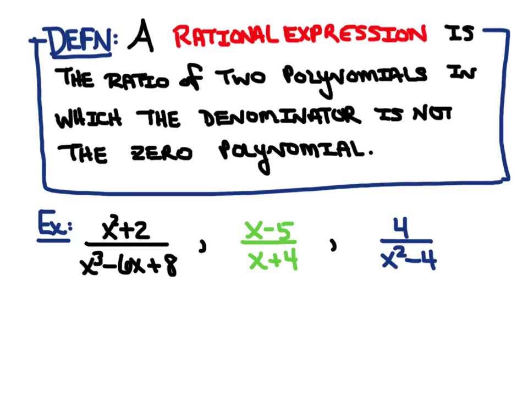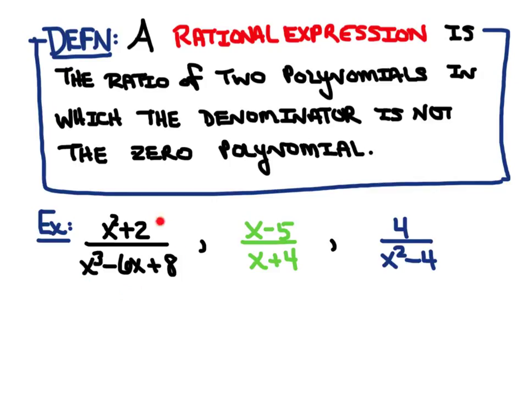Okay? So a rational expression is the ratio of two polynomials. We have in previous videos learned what a polynomial is. And the only condition is that the denominator of this expression, of this ratio, cannot be the zero polynomial. Okay? So let's get a couple examples here.